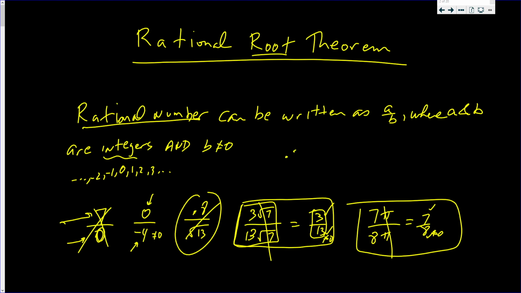Now, for example, if you have 0.8 over 0.5, neither of those are integers, but if I multiply each of them by 10, that is, I move the decimal on the top and the bottom one place to the right, I get the division of two integers, and the bottom is not 0. Those are rational numbers.